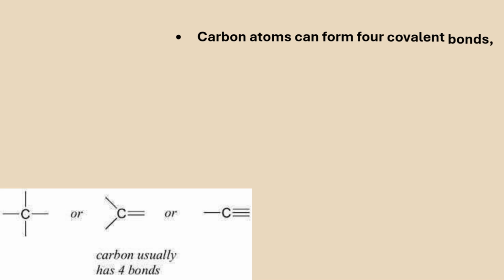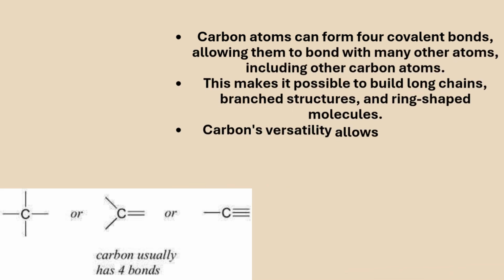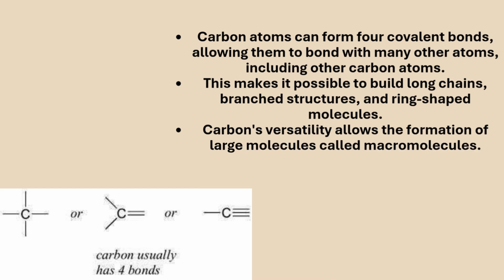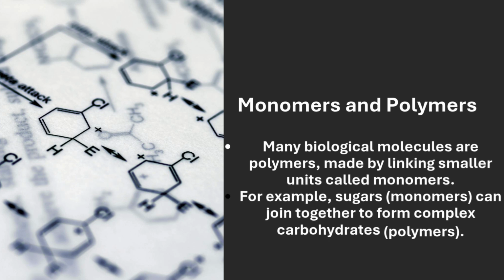Carbon atoms can form 4 covalent bonds, allowing them to bond with many other atoms, including other carbon atoms. This makes it possible to build long chains, branched structures, and ring-shaped molecules. Carbon's versatility allows the formation of large molecules called macromolecules. Monomers and polymers. Many biological molecules are polymers, made by linking smaller units called monomers. For example, sugars, monomers, can join together to form complex carbohydrates, polymers.